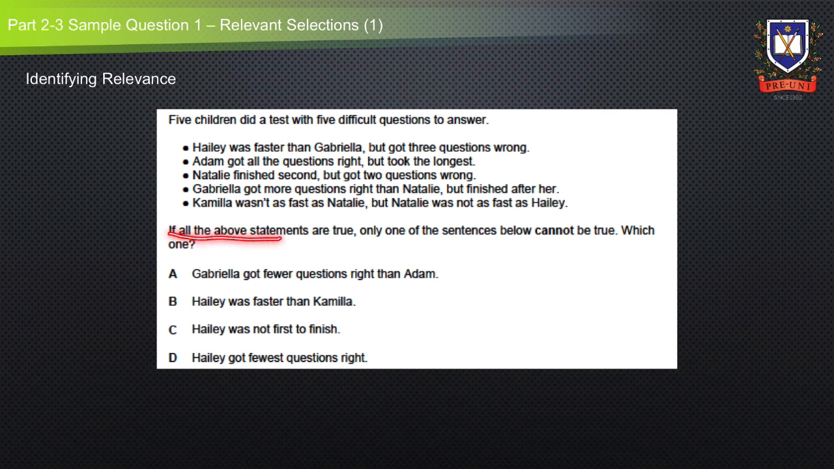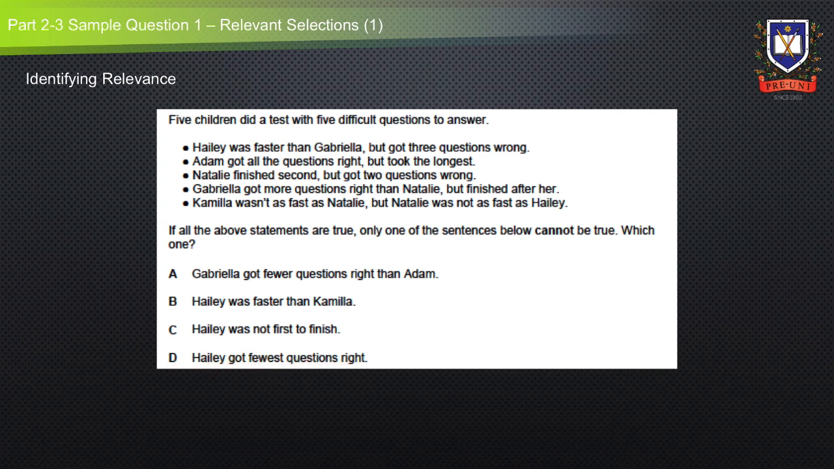If all the above statements are true, only one of the sentences below cannot be true. Which one? A. Gabriella got fewer questions right than Adam. B. Haley was faster than Camilla. C. Haley was not first to finish. Or D. Haley got fewest questions right.